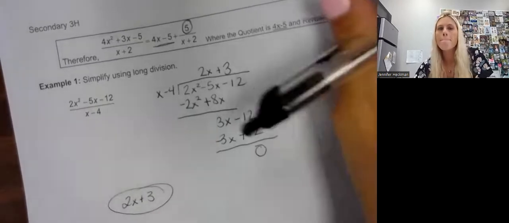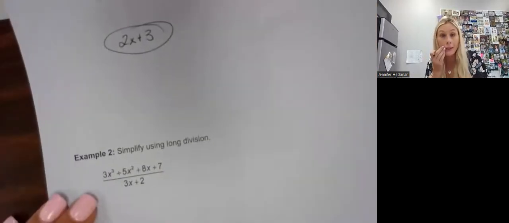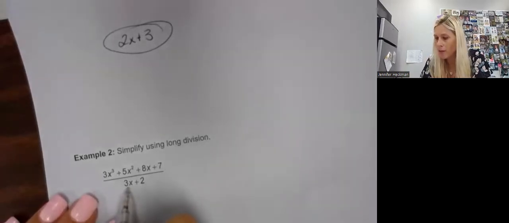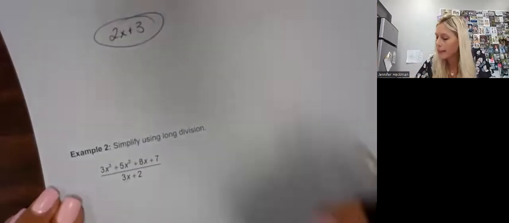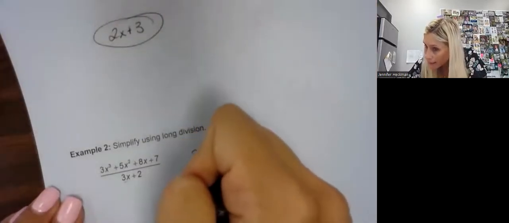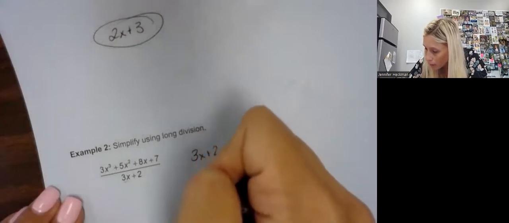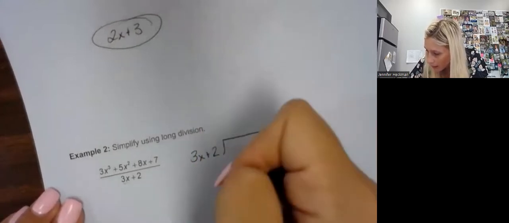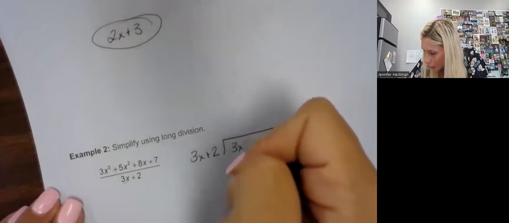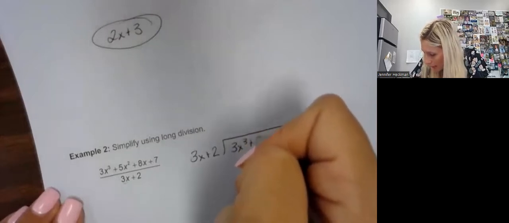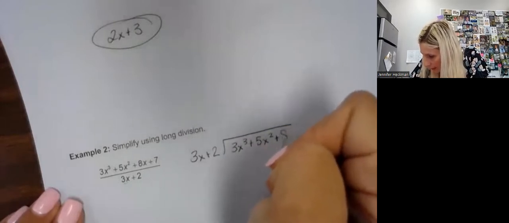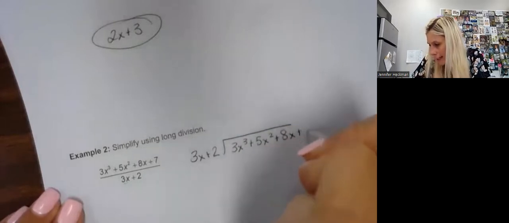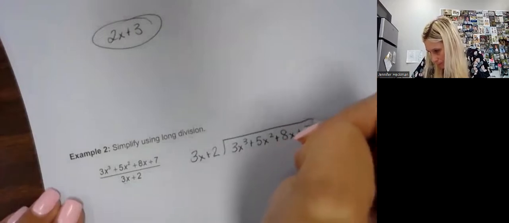Okay. We're going to do it again. This one looks a little bit more complicated, right? Because as you can see, we have a 3x instead of an x. All right, let's set this up. We have 3x plus 2 on the outside there. We have 3x cubed plus 5x squared plus 8x plus 7.